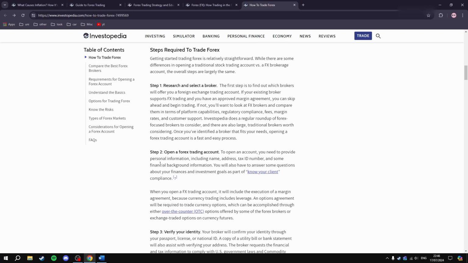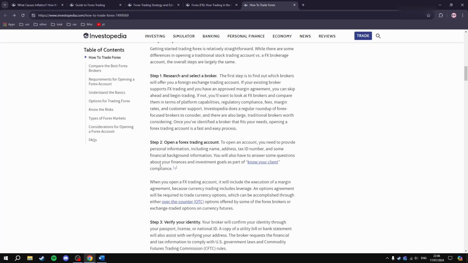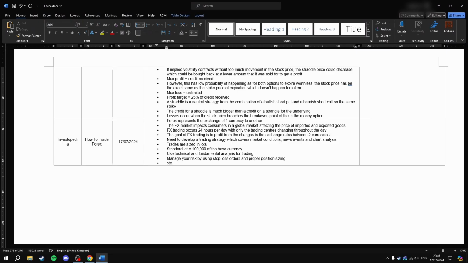So, steps required to trade Forex. Getting started trading Forex is relatively straightforward. While there are some differences in opening a traditional stock trading account versus a FX brokerage account, the overall steps are largely the same. Steps to trade Forex.